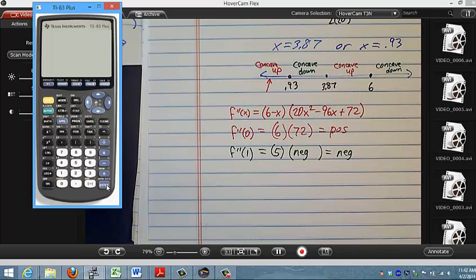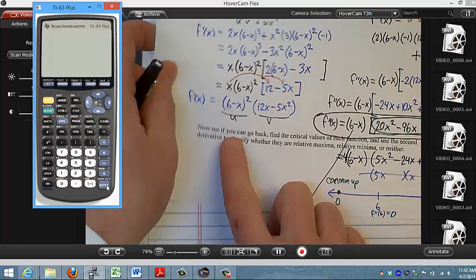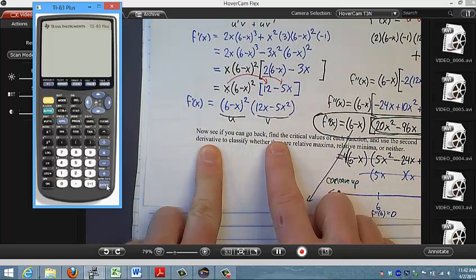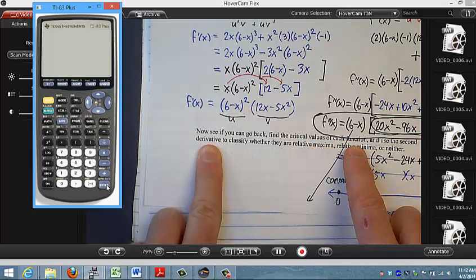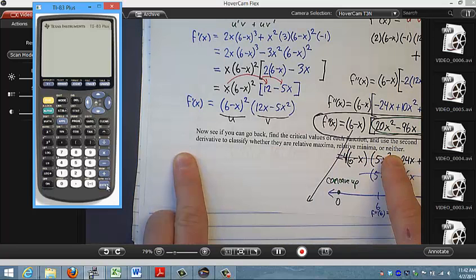Okay? Section 4 of Chapter 5 doesn't have anything new. It's on the second derivative, but what it is, is using the second derivative. The title of this worksheet, I called it the second derivative test. Okay? So what the thing says is, now see if you can go back, find the critical values of each function, and then use the second derivative to classify whether they are relative maxima, relative minima, or neither.